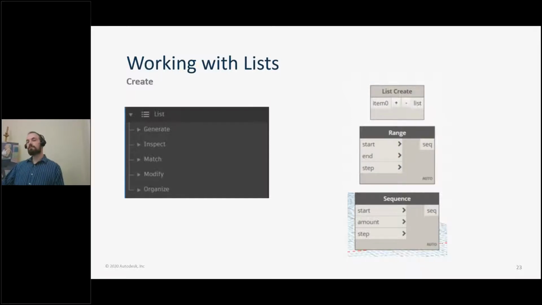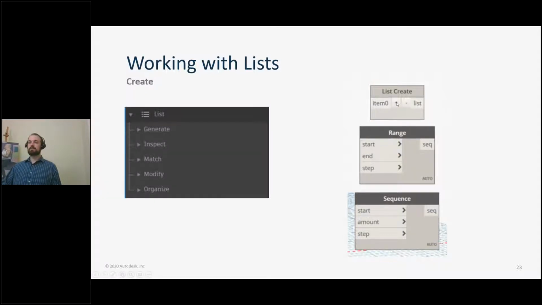The most frequently used method of creating a list is probably this guy right here, which is our list.create node. This will allow you to basically collect individual pieces. And this is one of those nodes that has a different user interface than the typical Dynamo graphs. You see, we've got this little plus icon right here and a little minus icon next to that.